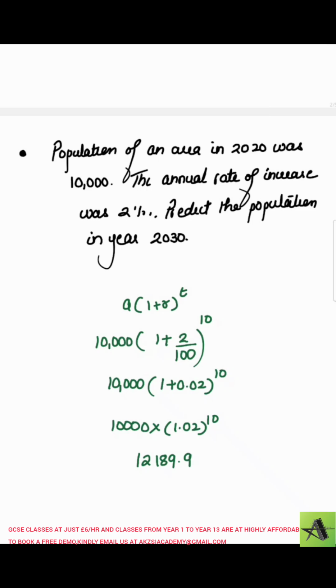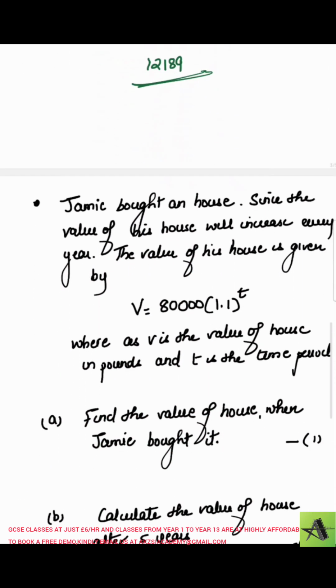12,189.9. That will be the predicted population, but obviously 0.9 cannot be a population, so it will be 12,189. Now the question is why I haven't taken 12,190, because 0.9 will not complete one person. So we can't assume that one person will be completed. No, we have to see till a complete one, so 12,189 is the predicted population in the year 2030. Moving on to the next question.